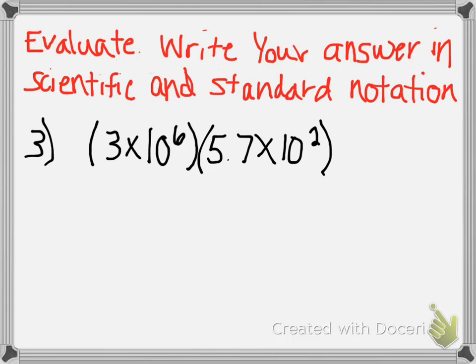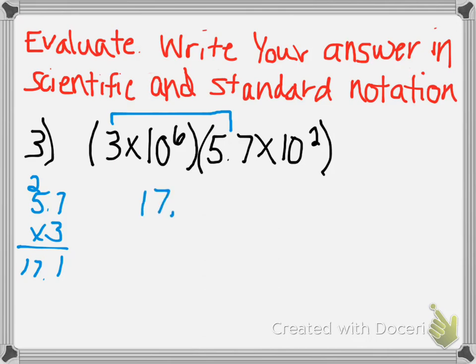This last one, the first thing you're going to do is multiply your decimals. So 3 times 5.7. So that's 21. That's 17. So you have 17.1. Then you're going to multiply your powers of 10. Remember, when you are multiplying things with exponents, you add the exponents together. So 6 plus 2 is 8.